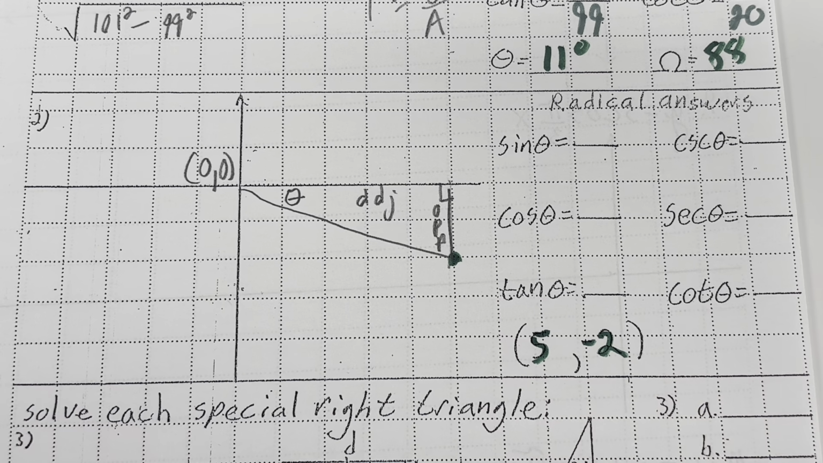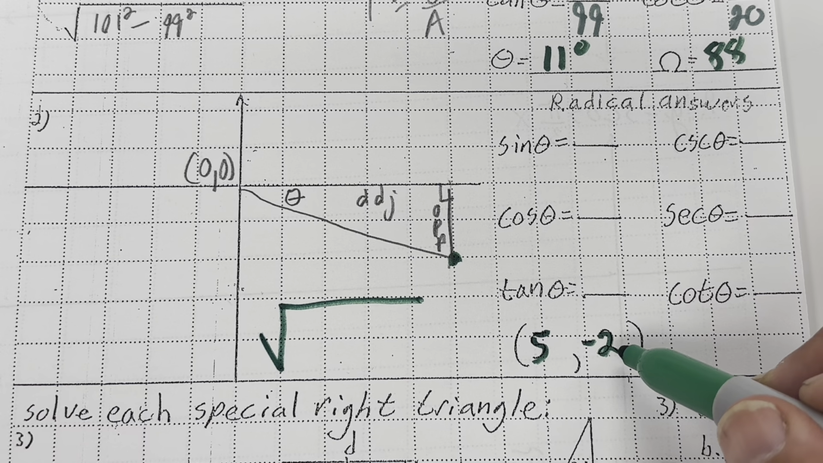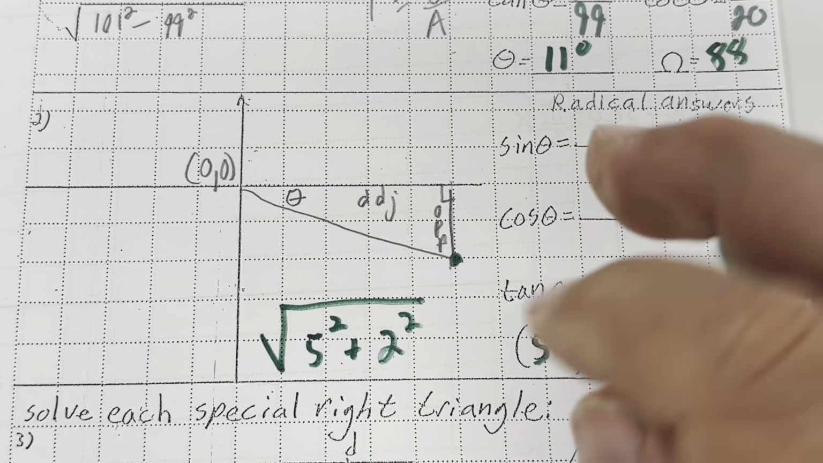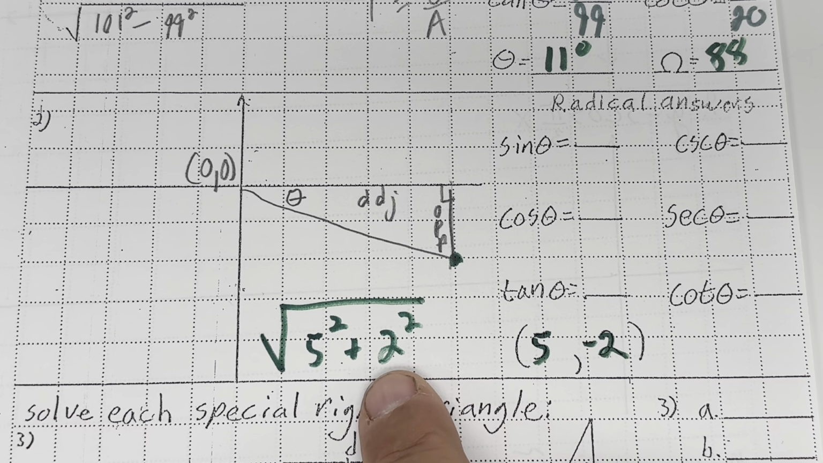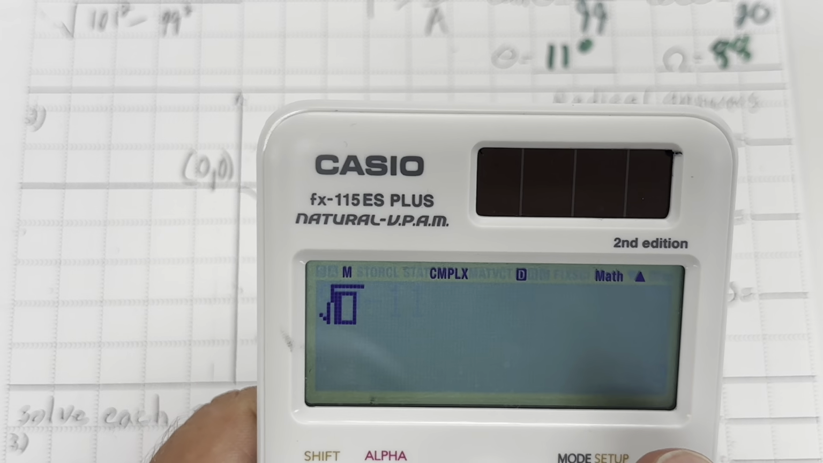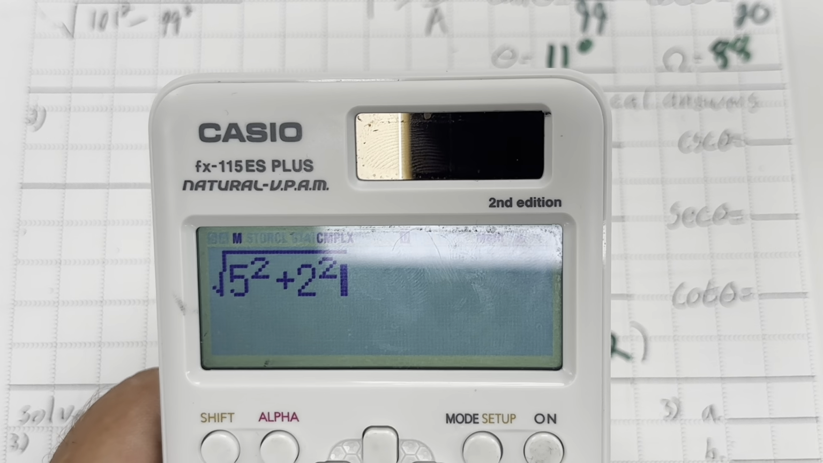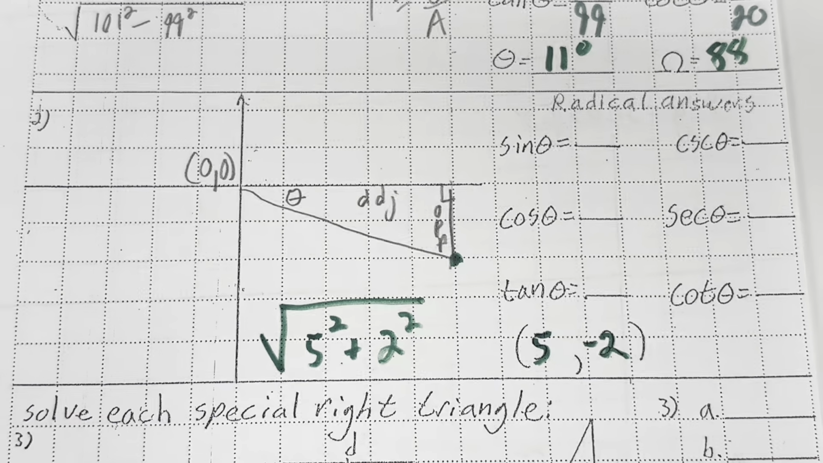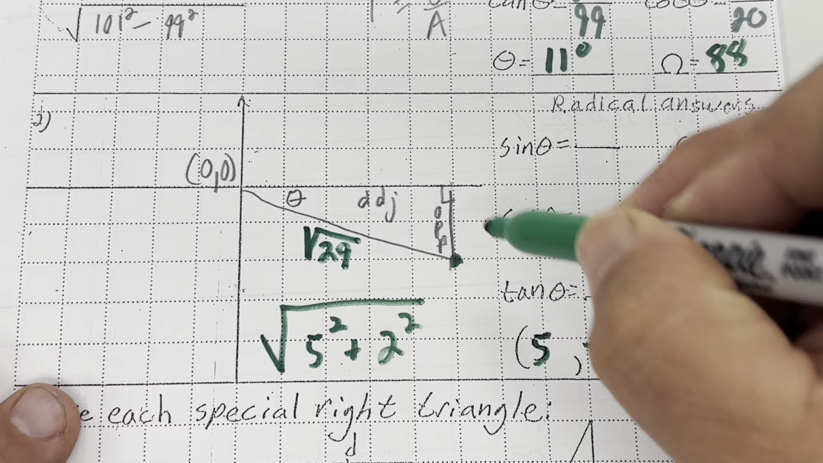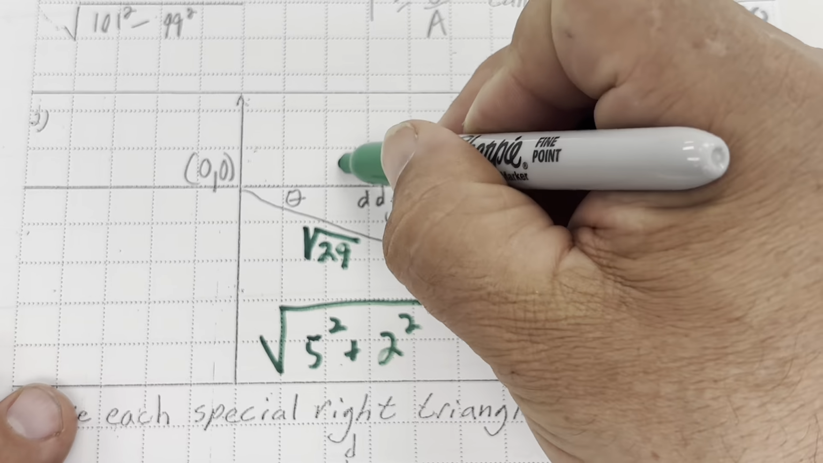Now be careful. When we do the Pythagorean theorem, it's going to be the square root of 5 squared plus negative 2 squared. But you can just do this, because negative 2 times negative 2 is the same as 2 times 2. Square root, 5 squared plus 2 squared. Root 29. So our hypotenuse will be root 29. Our opposite side would be negative 2. Our adjacent side would be 5.